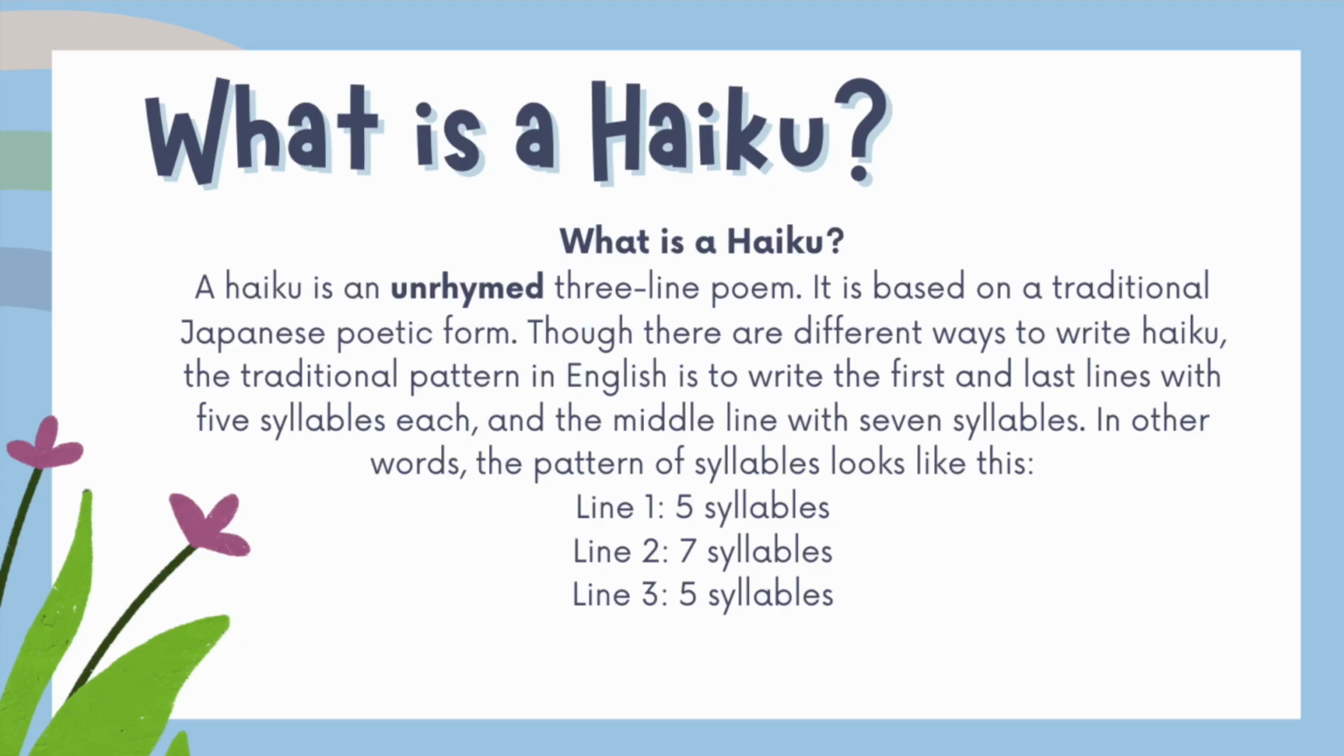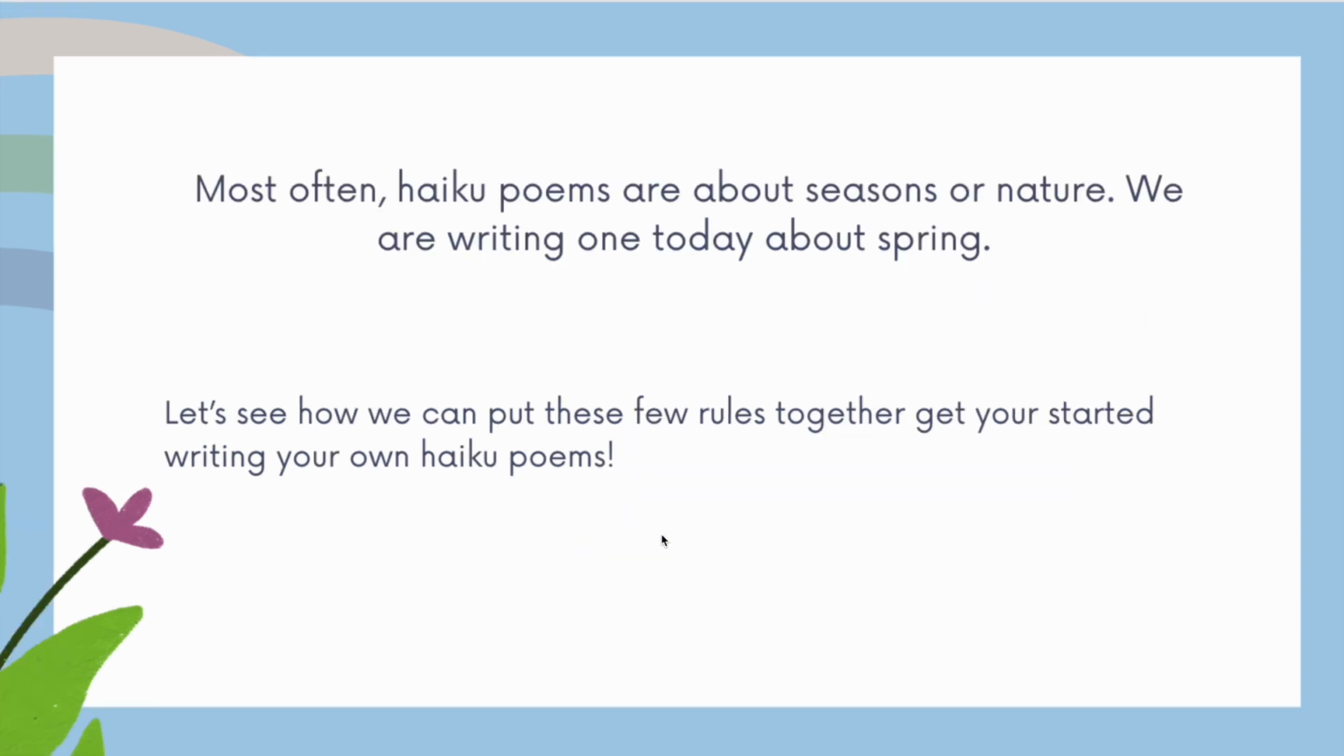A haiku is an unrhymed 3-line poem. So the words at the end do not need to rhyme, and it's only 3 lines. It's based on a traditional Japanese poetic form, and although there are different ways to write haikus, the traditional pattern is to do 5 syllables on line 1, 7 syllables on line 2, and 5 syllables on line 3 again. It will look like this. Usually haiku poems are about seasons or nature, so we are writing one today about springtime since it is April.